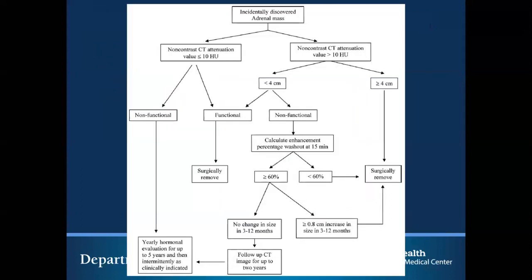This is a flow chart sort of summarizing what I previously described here about an incidentally identified adrenal mass, looking at its size and its Hounsfield units, and then also thinking about if it's functional or non-functional. So I'll leave that up for just a second.